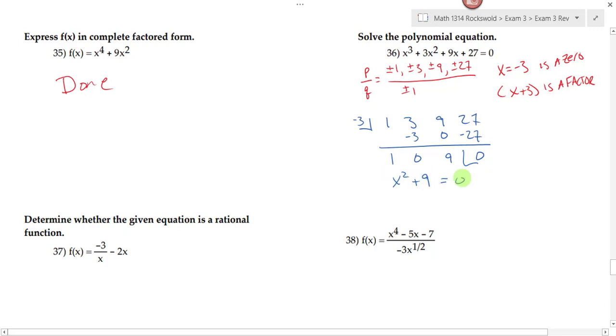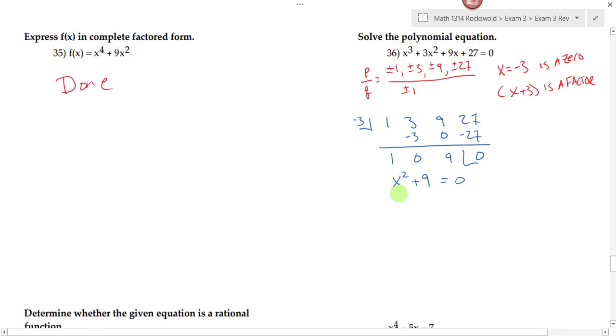So if I set this equal to 0 and then solve for x, I end up with x squared equals negative 9. I take the square root of both sides, remembering the plus or minus, and I end up with x equals plus or minus 3i. So my solutions here are going to be x equals negative 3 and x equals plus or minus 3i. Remember, I was trying to solve this. Solving means you set each factor equal to 0 and solve for x.